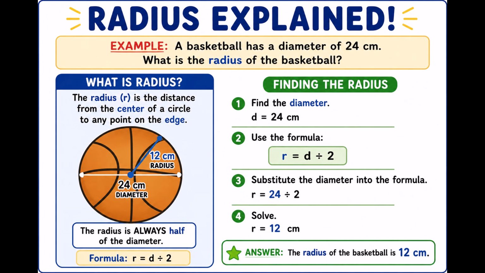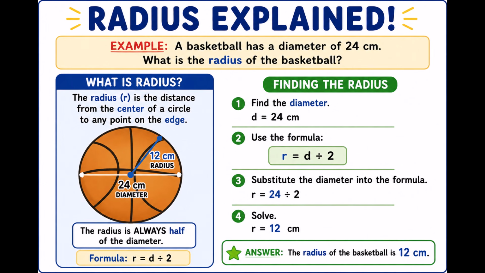Radius explained. A basketball has a diameter of 24 centimeters. What is the radius of the basketball? The radius is the distance from the center of a circle to any point on the edge. So as you can see from the picture, the diameter is 24 centimeters wide from one end to another. Therefore, the radius will always be half of the diameter.